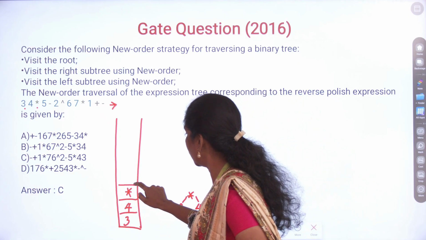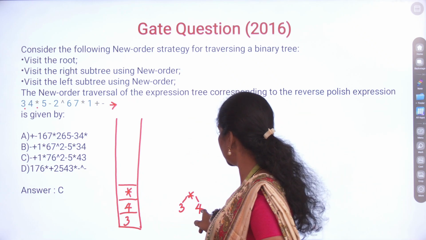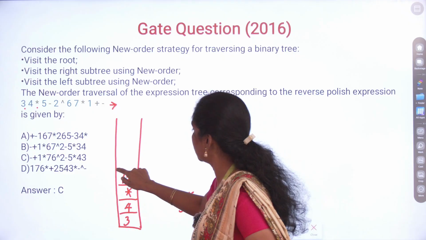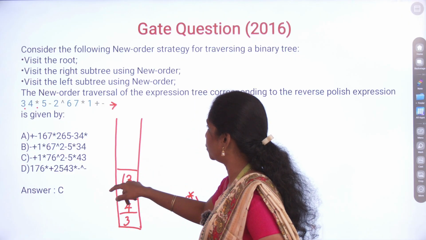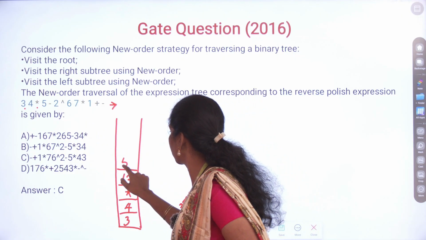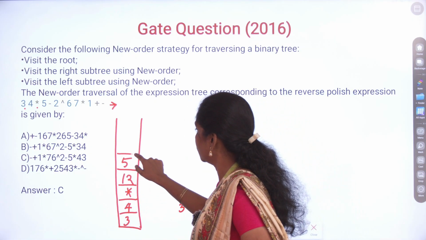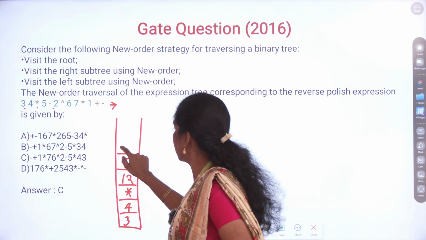So after that what happened? 3 into 4 is 12. So 12 is the answer. With this 12, what are we going to push? 5. Okay, we are going to push 5.